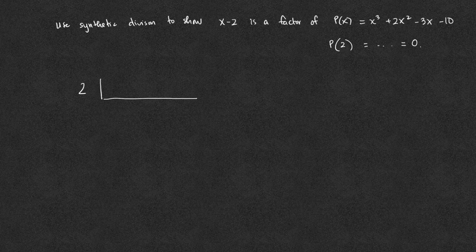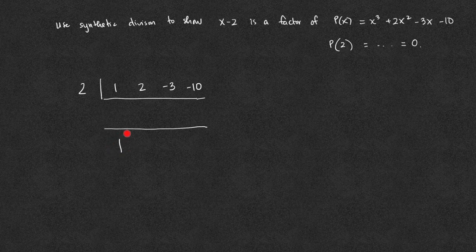The coefficient of x cubed is 1. The coefficient of x squared is 2. The coefficient of x is negative 3. And the constant coefficient is negative 10. To perform synthetic division, we would draw another horizontal line. And then we bring down the leading coefficient, in this case 1.